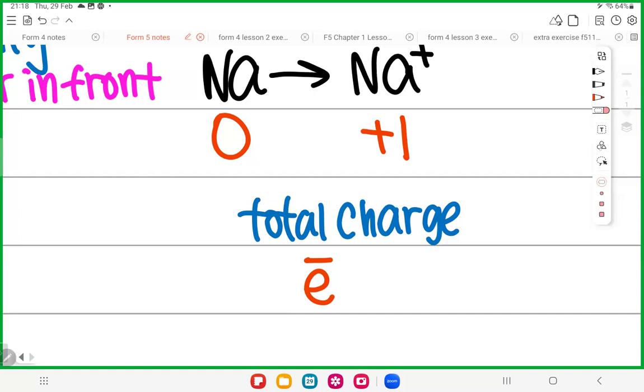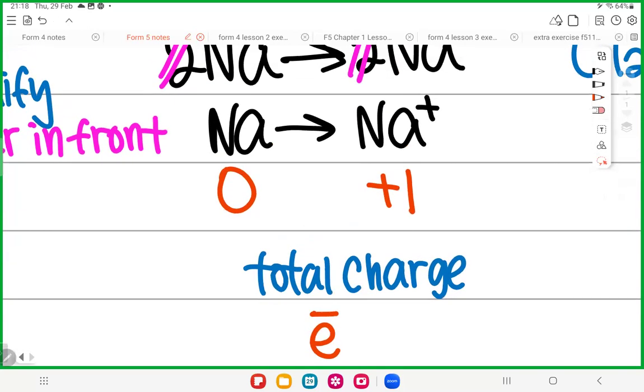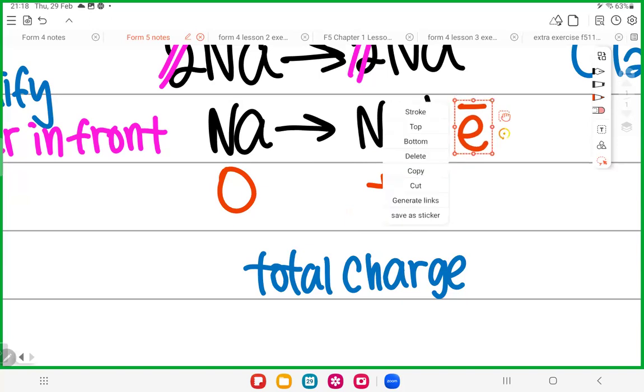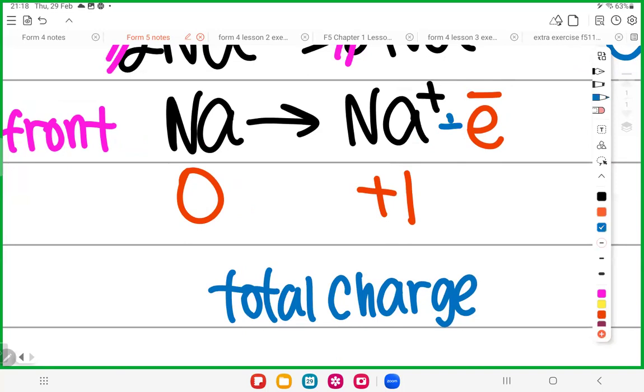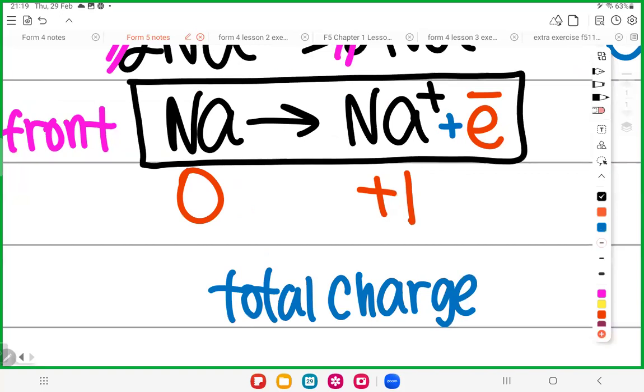Next, where do we put the 1 electron? Always put the electron on the more positive side. Left-hand side 0, right-hand side +1. So who is more positive? +1. Put the electron on the right. And after putting the electron, don't forget to put a plus there. Is it okay? Now we have successfully produced our half equation.